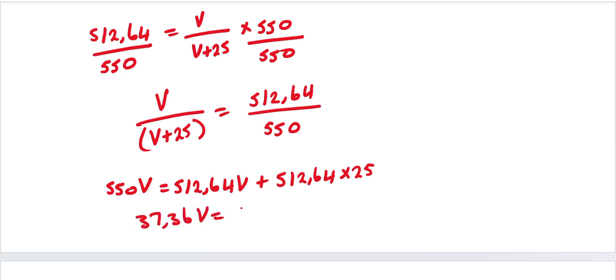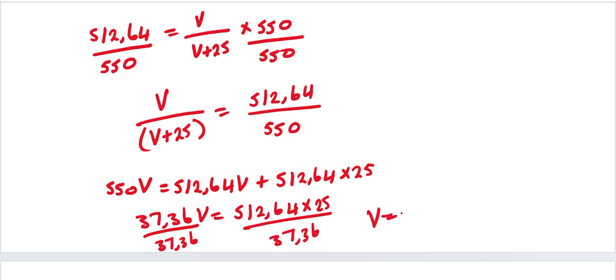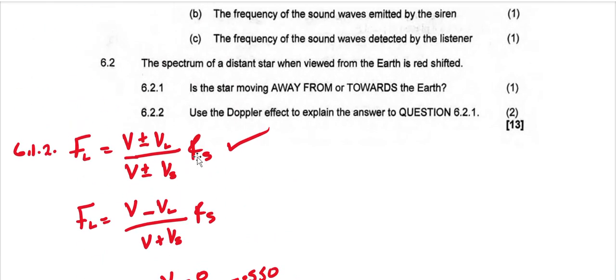We're going to get 37.36V is equal to 512.64 multiplied by 25. Now we divide by 37.36, here we divide by 37.36. Our velocity will be 512.64 multiplied by 25 divided by 37.36. Find our velocity. Our velocity is 343.04 meters per second. Do you get me? The velocity of the sound in air.